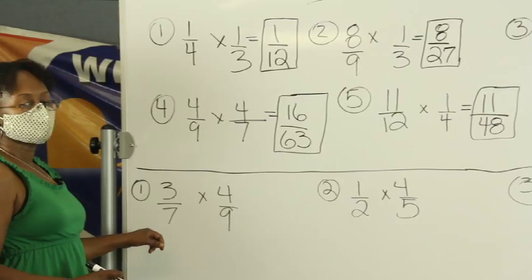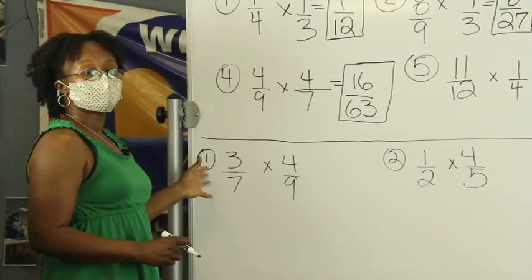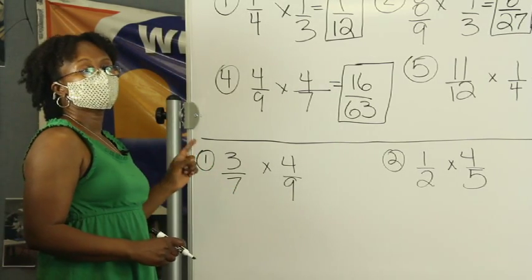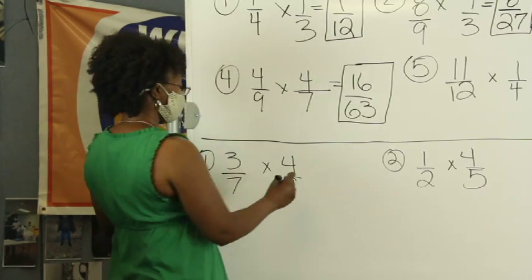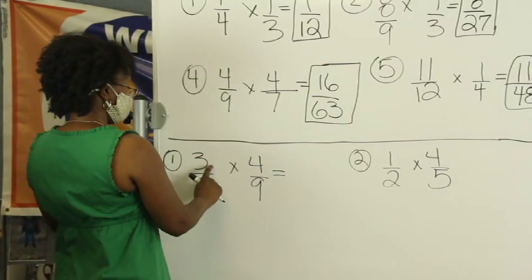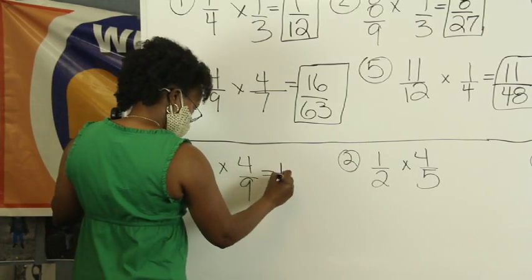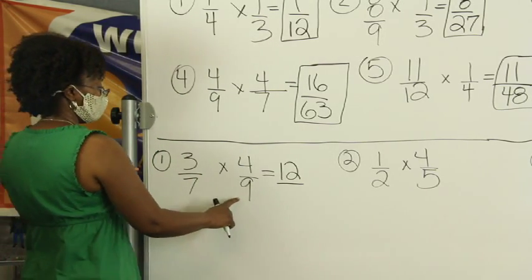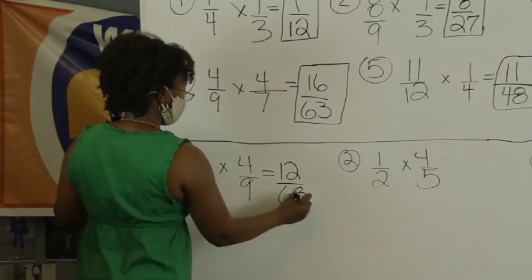Now, the bottom ones. I'm telling you this, but your teacher won't tell you on a test or when you're doing your work necessarily. I want you to reduce these if you can. I probably just should have seen if you guys would do it before I mentioned it, but I'm helping you out today. So 3 times 4 is 12. And 7 times 9 is 63.